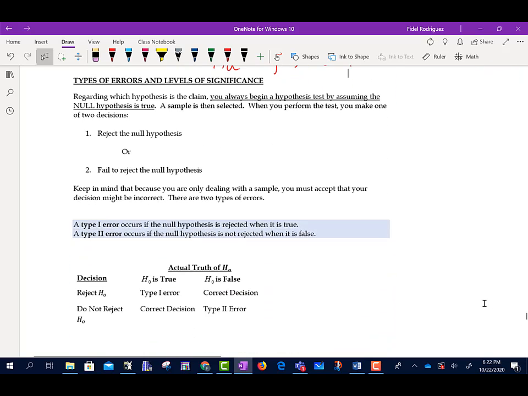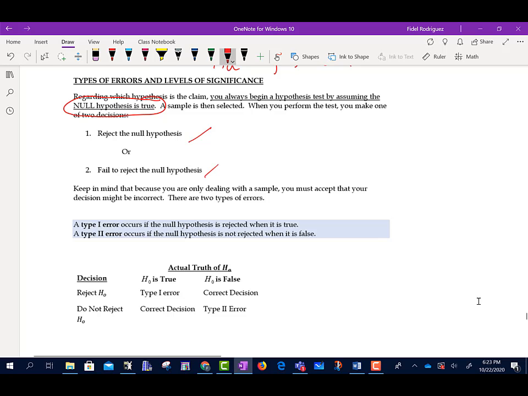So now we have something called types of errors and levels of significance. Regarding which hypothesis is a claim, you will always begin a hypothesis test by assuming the null hypothesis is true. Okay? We're always going to assume the null hypothesis is true. A sample is then selected, and when we perform the test, you're going to make one of two decisions. We're either going to reject the null hypothesis, or we're going to fail to reject the null hypothesis. Okay? Keep in mind that you're only dealing with a sample, so you must accept that your decision could be incorrect.